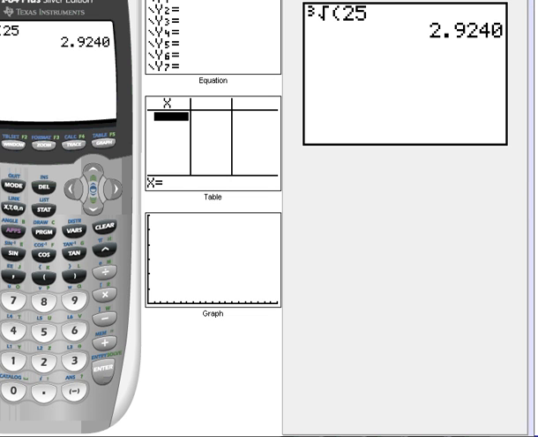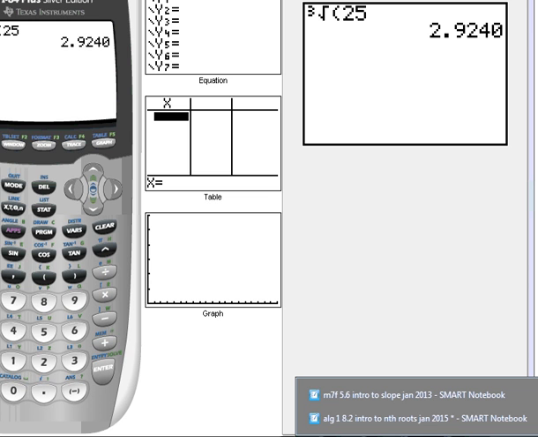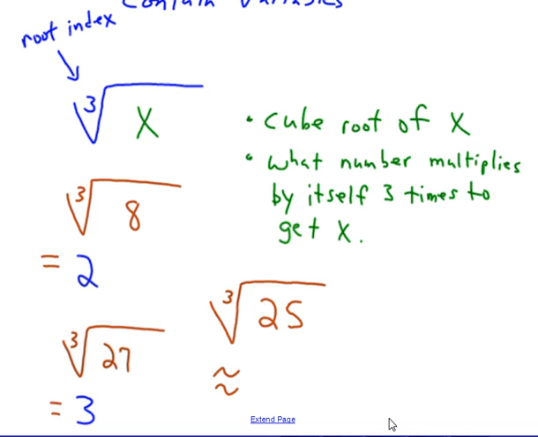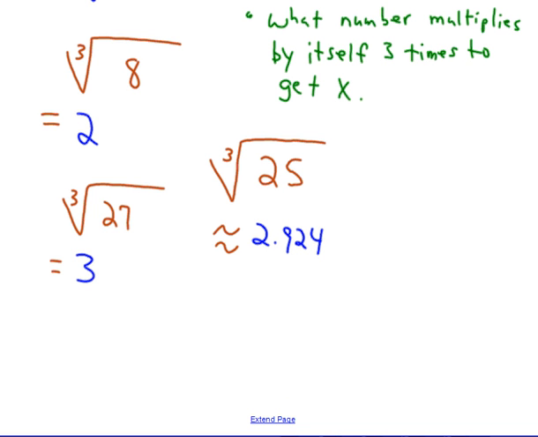2.924 would be an estimate for the cube root of 25. All right, let's see anything else on this page. Okay, that's it for that page.